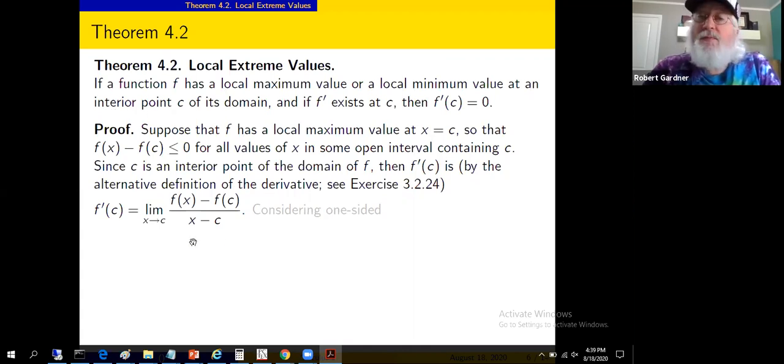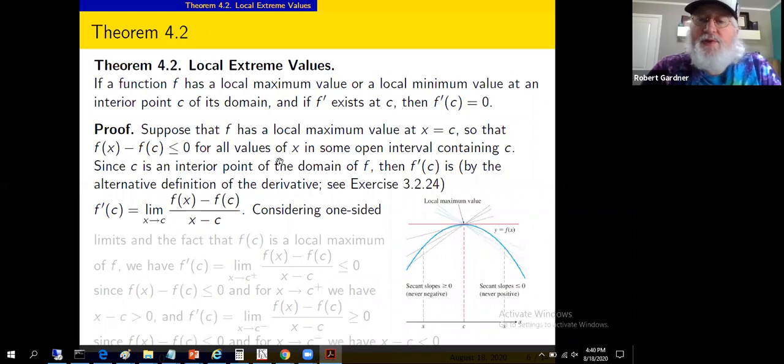We'll use the alternative definition of derivative. We've used this one a bunch of times. It's presented in exercise 3.2.24. So the supplements to section 3.2 contain this exercise. So here's an alternate way to define f prime of c: the limit as x approaches c of f of x minus f of c over x minus c. So there's some sort of difference quotient we're taking a limit of. All right, so there's f prime of c. We know f prime exists at c. We know this limit exists. Hypotheses.